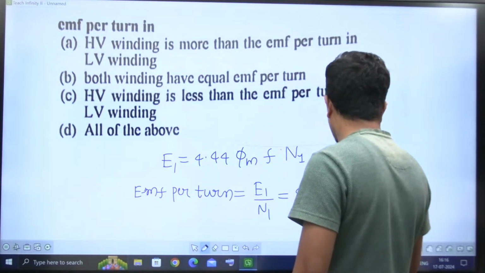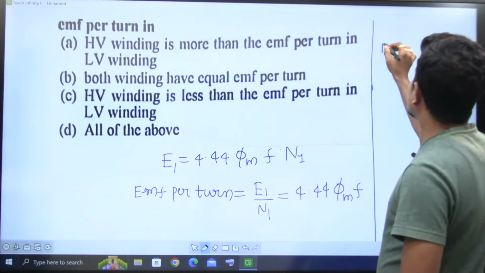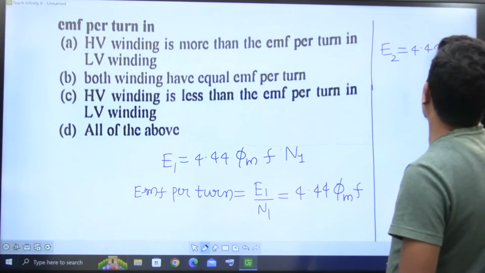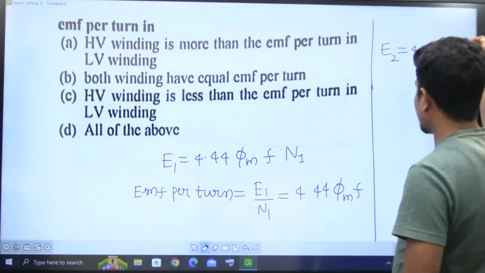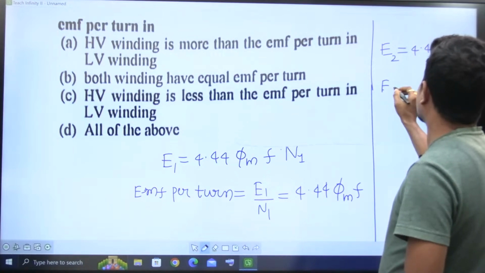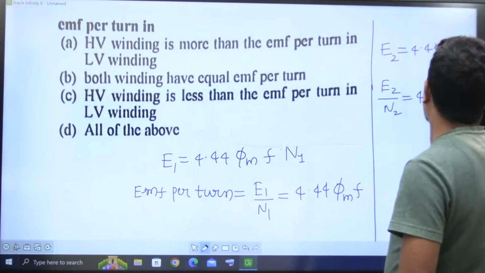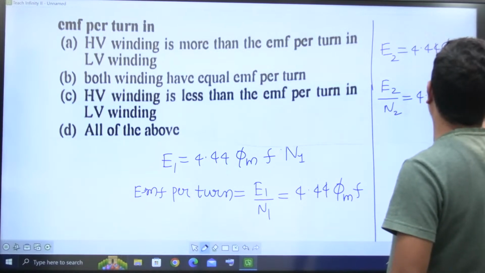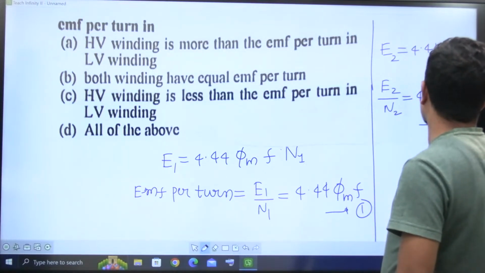4.445 M into F on the primary side. Secondary side, what is the EMF? E2 is equal to 4.445 MF N2. When it comes to this side, E2 by N2 is equal to 4.445 MF. This is equation 1 and this is equation 2.